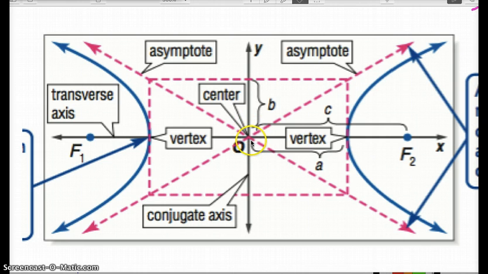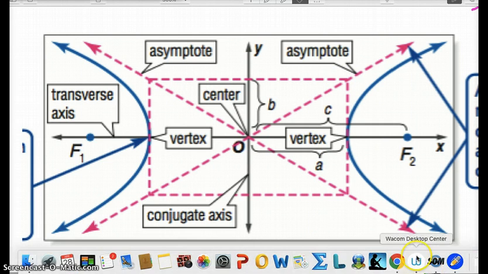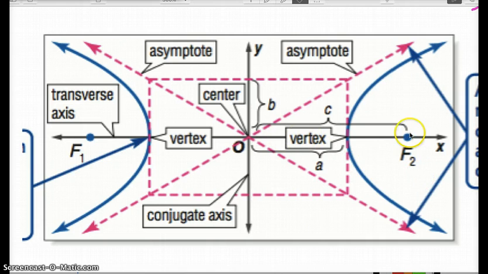We have a length A, which is the length from the vertex to the center. We have a length B, which is hard to define because it's from the center to what exactly? It's the center to the top of this rectangle that we're going to talk about. That's how we get our asymptotes, when we take the diagonals of that rectangle. And then we have the length C, which is from the center to the foci.